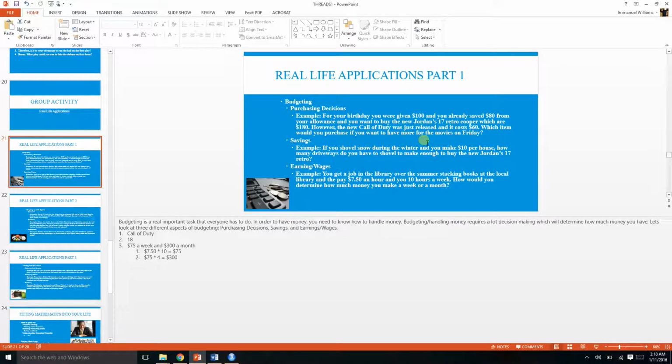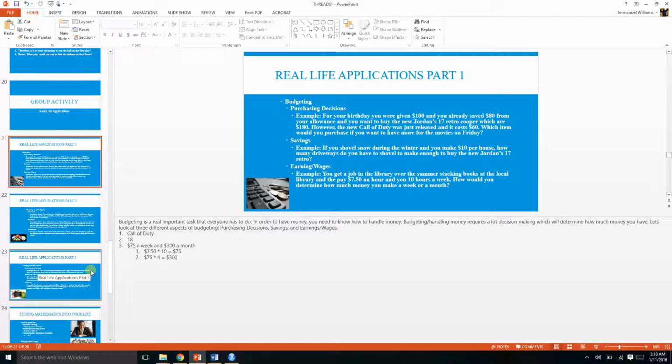And based off of the previous example, we know that the Jordan Retros are $180. And so what we do is we let the student know that, okay, it's $180 for the shoe. You have to shovel, and you know that it's $10 per house. And so we break down the problem into a simple division problem and allow the student to know that it's only 18 houses that the student must shovel in order for him to make that $180. And so that's a real life application.